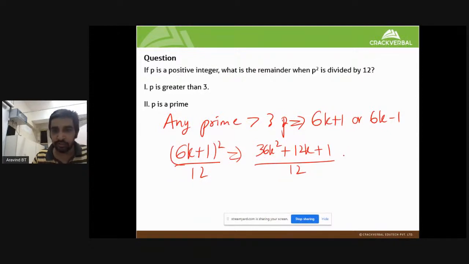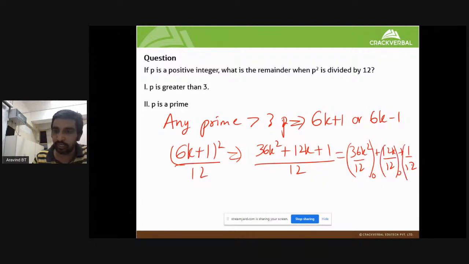You can break this using the remainder rules. You can say 36k square by 12 plus 12k by 12 plus 1 by 12. This part gives the remainder as 0. This part again gives the remainder as 0. So the only remainder will come from the third part, which is the remainder 1. Therefore, the remainder is 0 plus 1 divided by 12, which gives us 1.